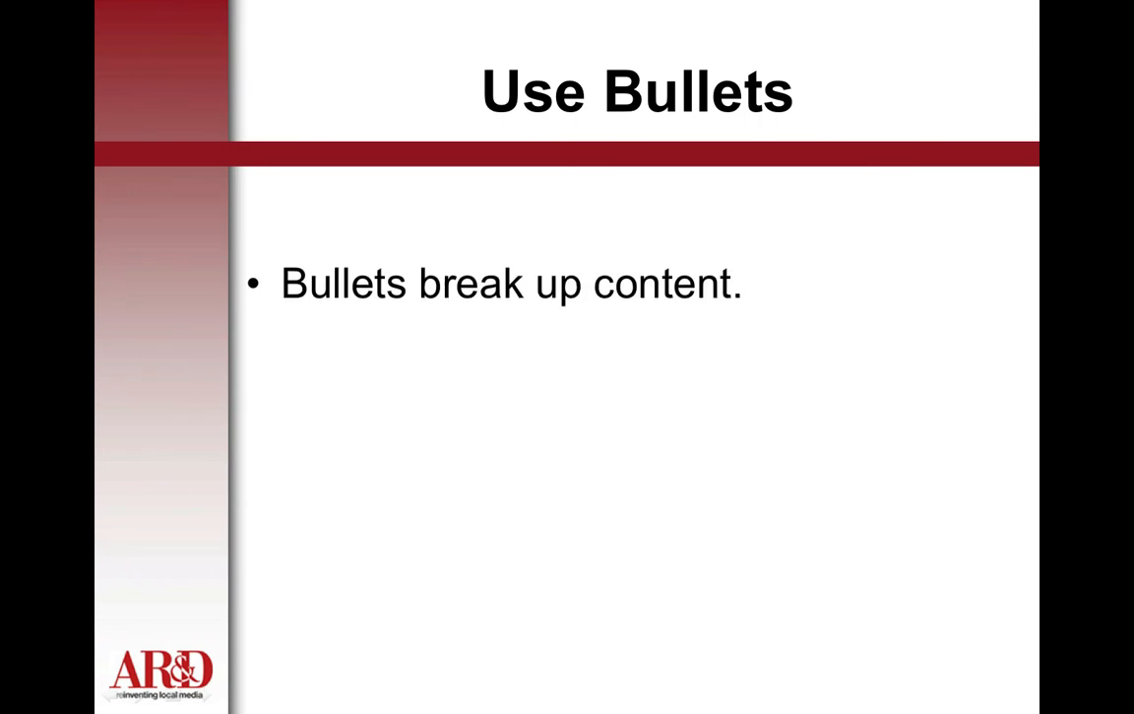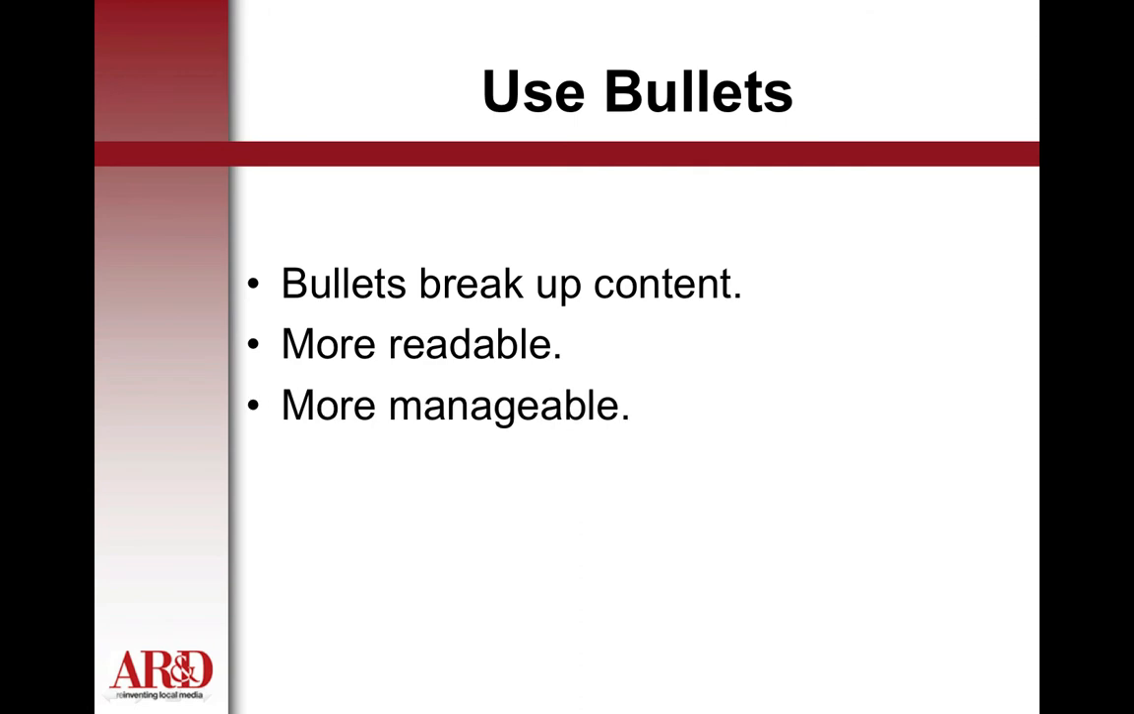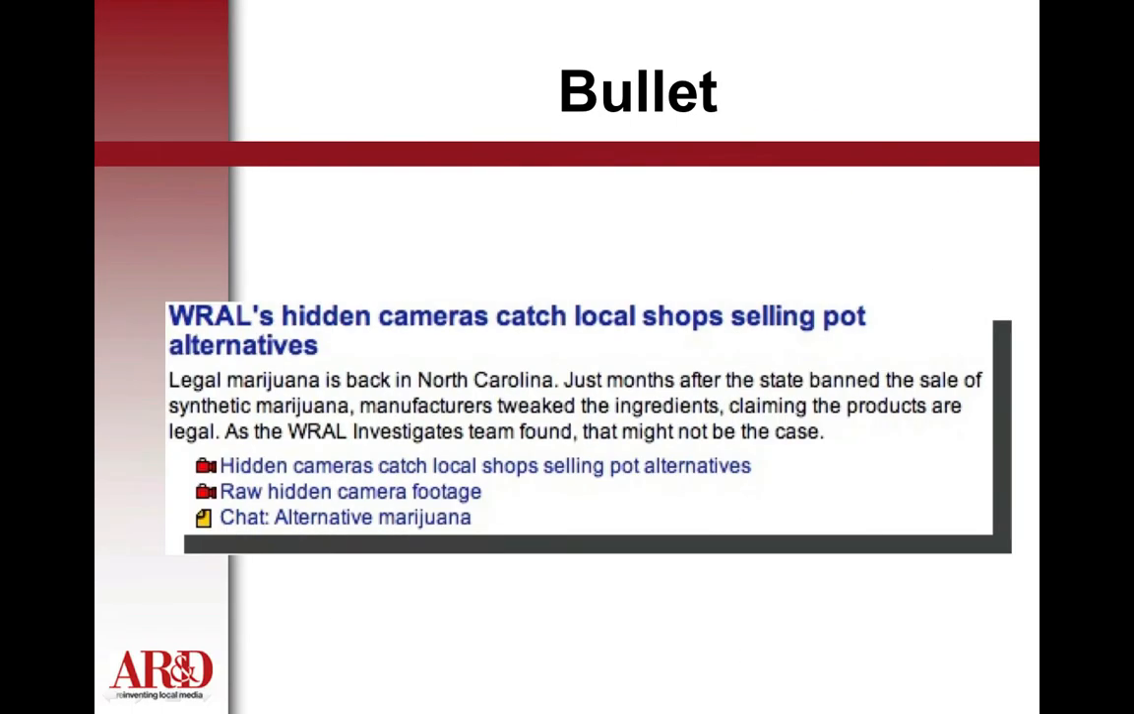Use bullets. Bullets break up content. They're more readable and they're more manageable. Here's an example. WRAL's hidden cameras catch local shops selling pot alternatives. And you can see they break up their coverage into elements using bullets. Hidden cameras catch local shops selling pot alternatives. Raw hidden camera footage. And then chat. You can use it to break up your coverage or for key points in your stories.